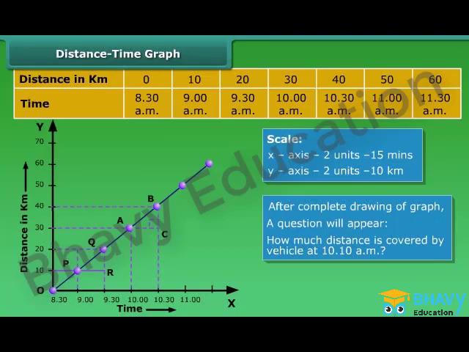Join all the points on the graph to get a linear distance-time graph which shows that the vehicle is moving at a constant speed. From this graph, we can calculate the distance covered by vehicle at a particular moment. We can calculate the time at a particular distance from the starting point. In the same way, we can calculate speed also.